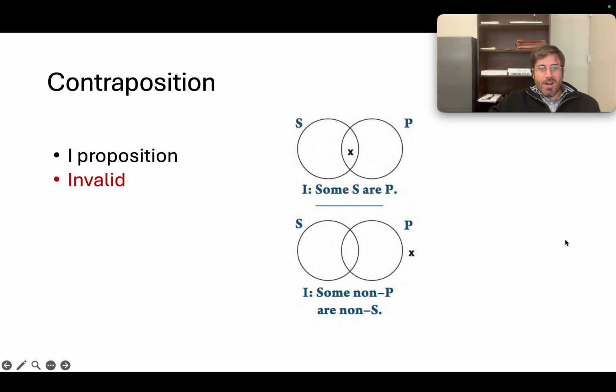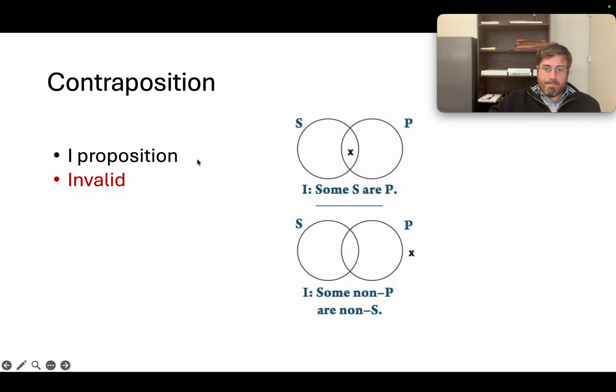I propositions are always invalid for contraposition. We cannot validly apply contraposition to our particular affirmatives. If we begin with the I proposition, some S or P, we need our X in region 2 to indicate there is at least one S in the world that is also a P.